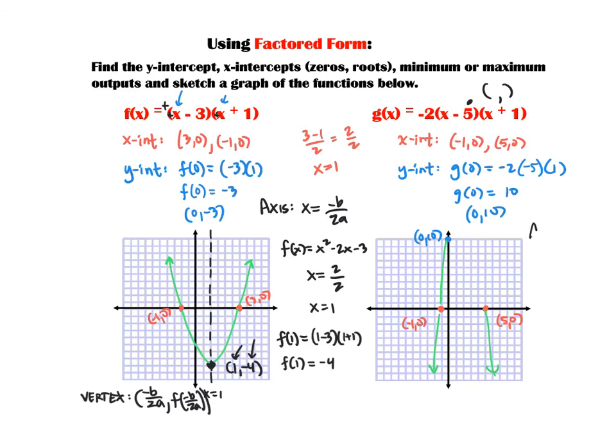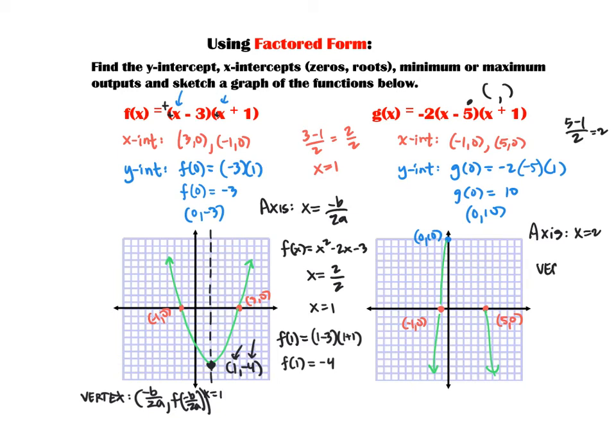Okay, so let's find the axis of symmetry. I'm going to use my method from earlier. I'm going to take my x-intercepts and average the two x values. 5 minus 1 over 2. That's going to equal 2. So our axis of symmetry will be x equals 2.